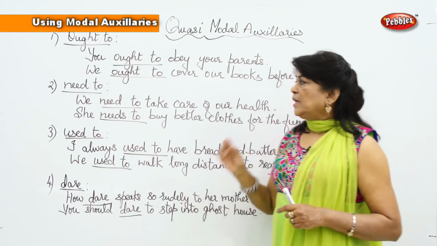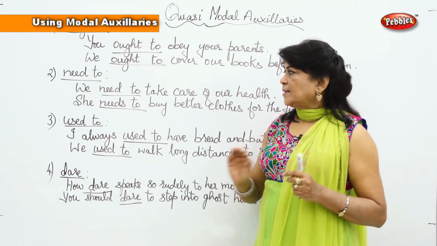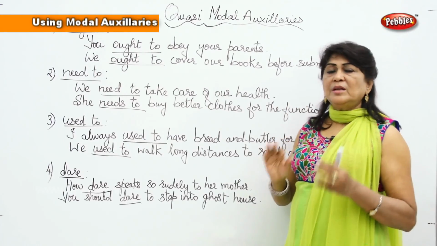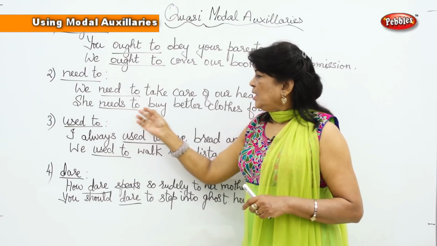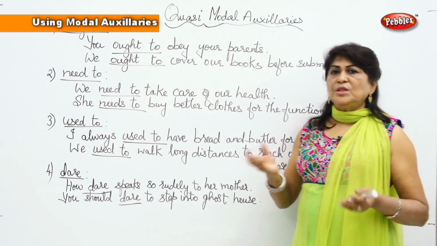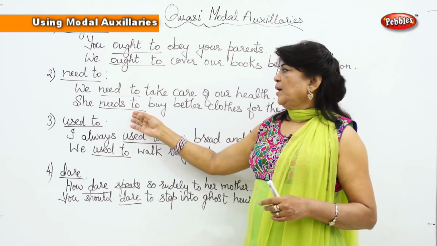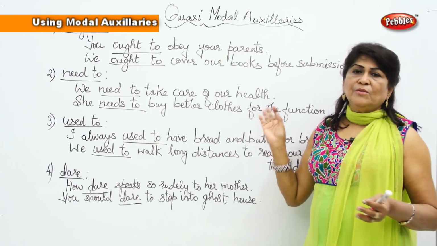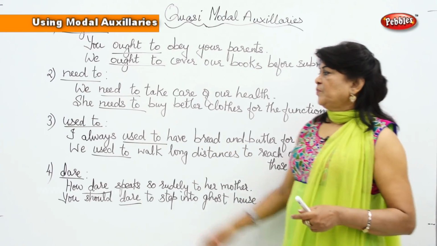Next one, need to, that is you should make it a practice. We need to take care of our health. We should make it a practice to take care of our health. She needs to buy better clothes for the function. She has to make an effort to buy some new clothes or better clothes for the function, because she can't come in such clothes.